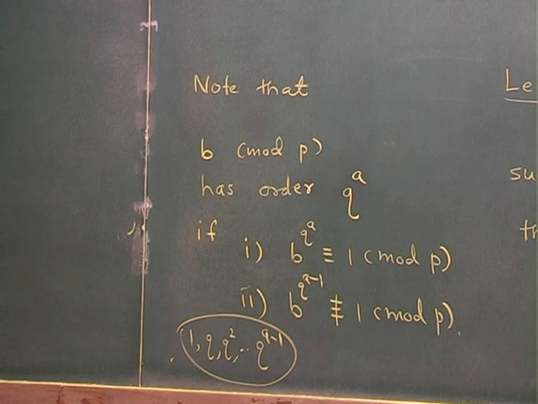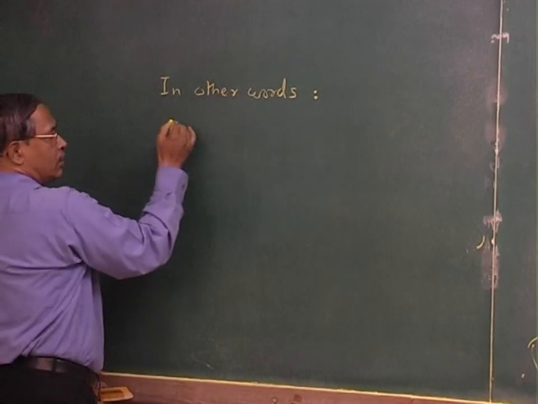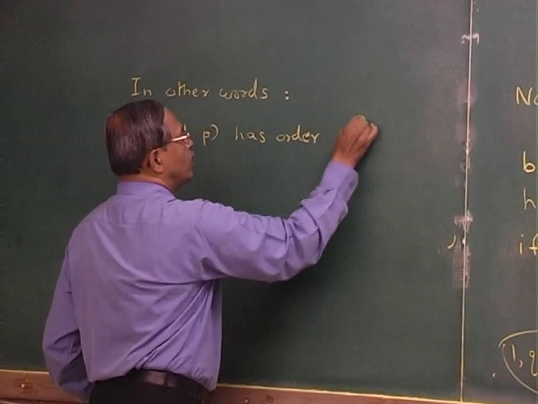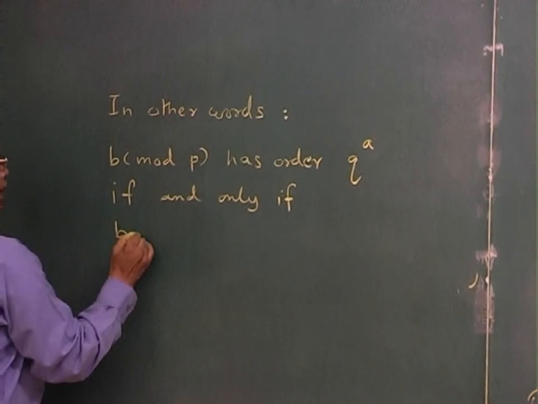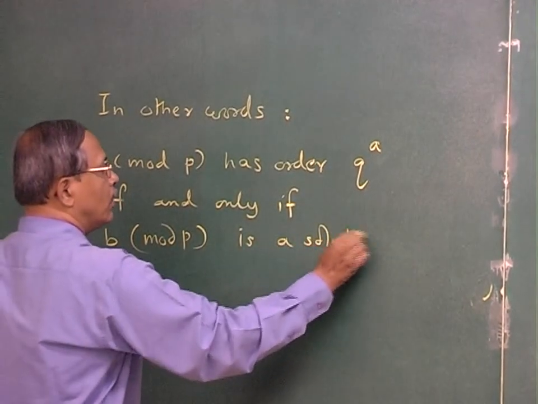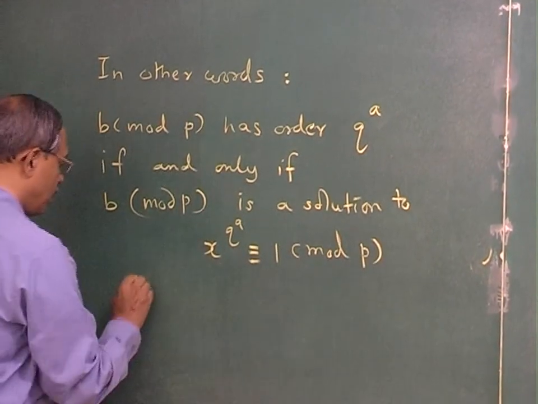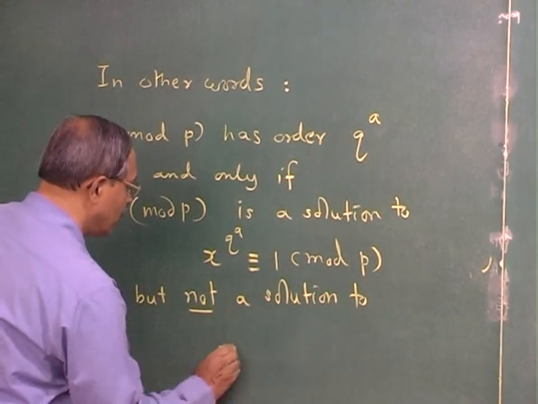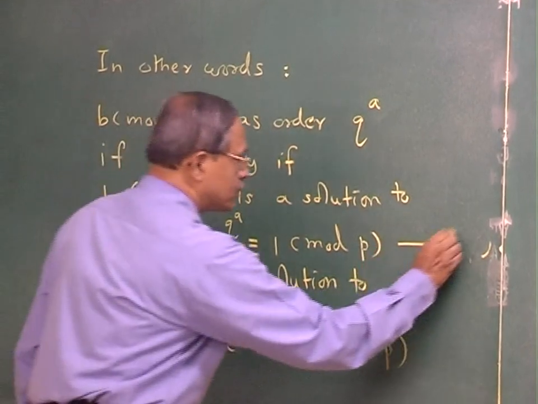So in other words, b mod p has order q raised to a if and only if b mod p is a solution to x raised to q raised to a congruent to 1 mod p, but not a solution to the congruence x raised to q raised to a minus 1 congruent to 1 mod p. This is the first congruence, this is the second congruence.